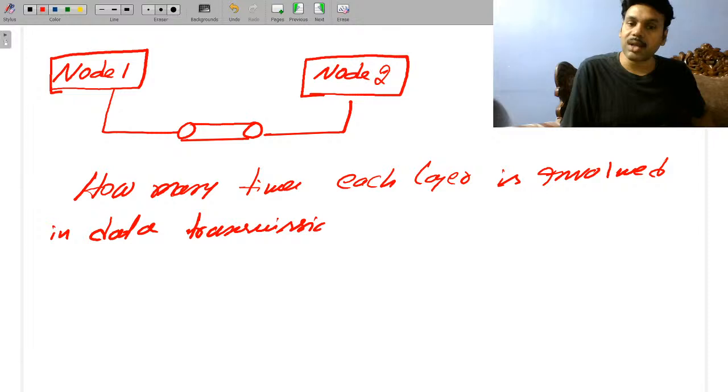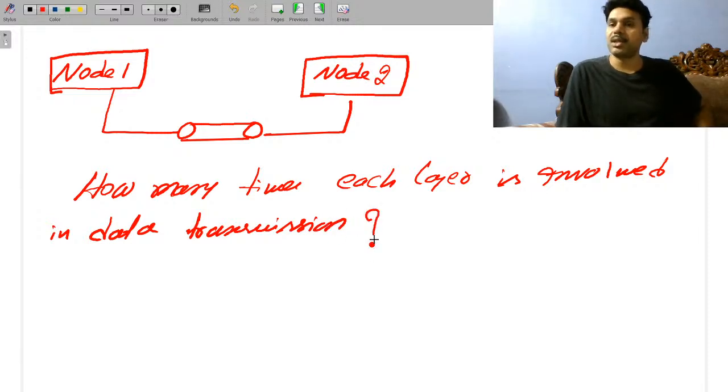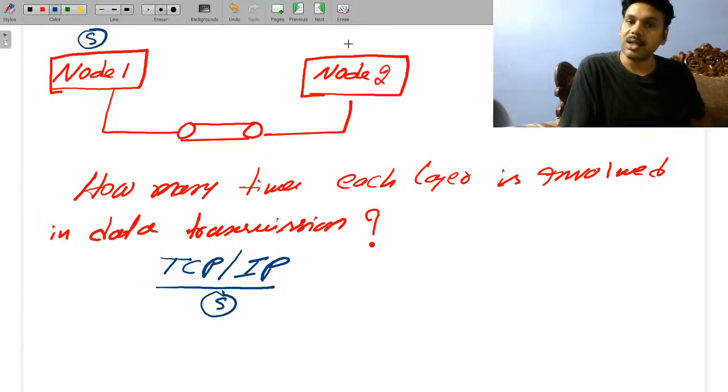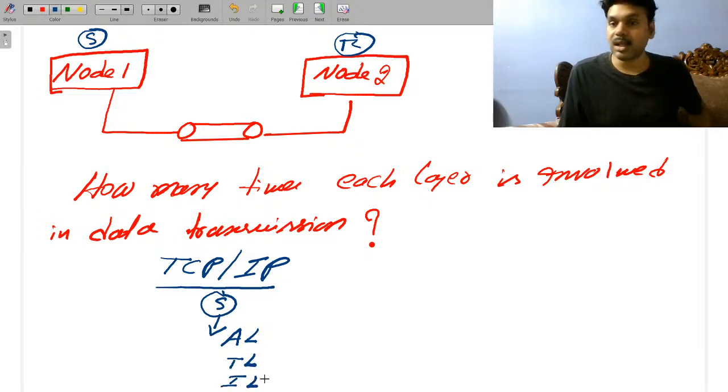That means simply they look like nodes only, but before you start data from sender to receiver, you need to see what kind of layered structure you are using, whether OSI or TCP/IP. If I consider, for example, that your realistic model is TCP/IP, then what is going to happen? On the sender side, that is node 1, I am thinking node 1 is the sender and node 2 is the receiver. Then what is going to happen? Node 1 is involved with the application layer, as well as the transport layer, as well as the internet layer, as well as the link layer.